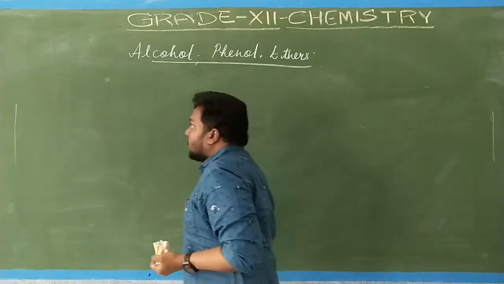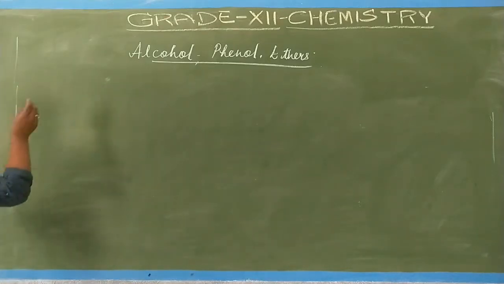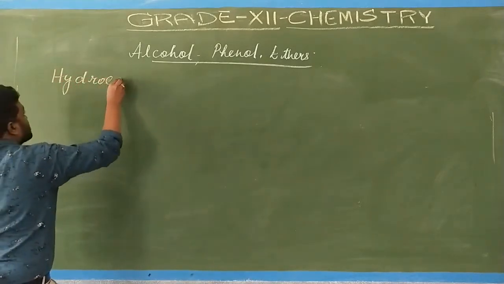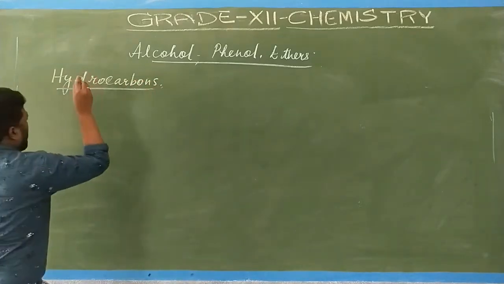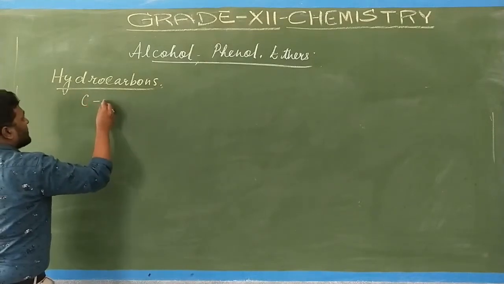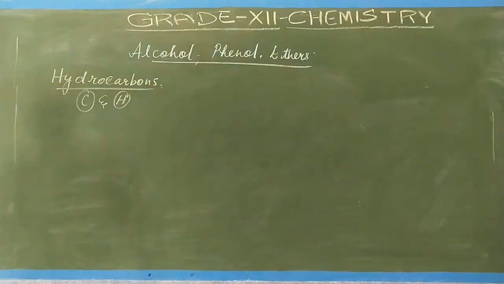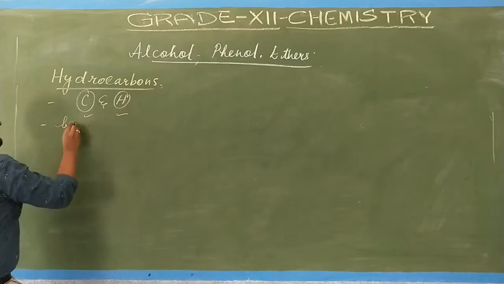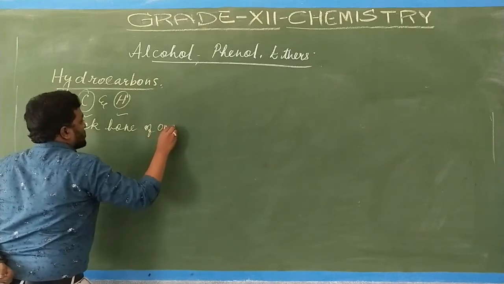So what is an alcohol? I just want to give you a brief introduction about alcohol; one day in terms of chemistry I will tell you. Already in your lower classes, even in 11th standard, you have studied hydrocarbons. What are hydrocarbons? The compounds comprising carbon and hydrogen are called hydrocarbons, and these are considered the backbone of organic compounds.